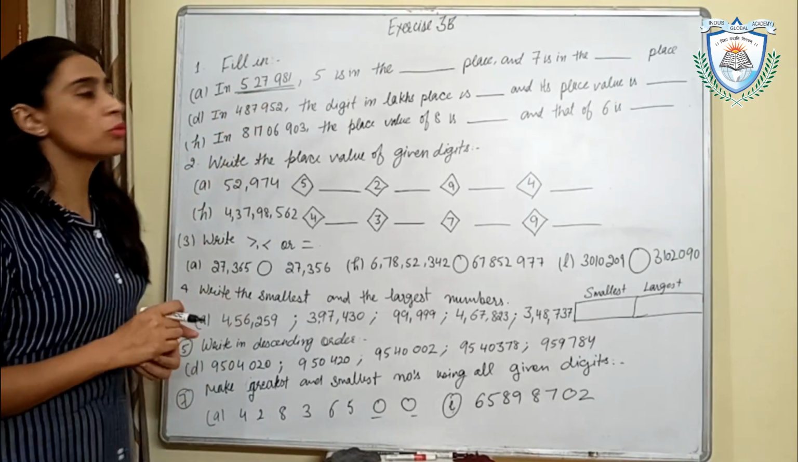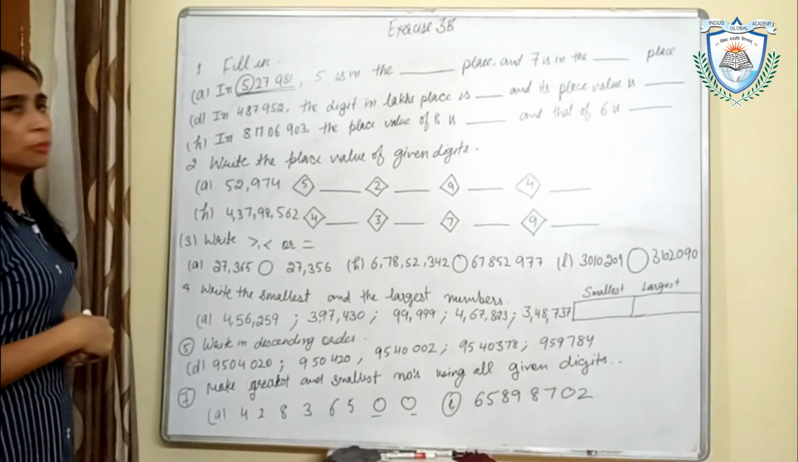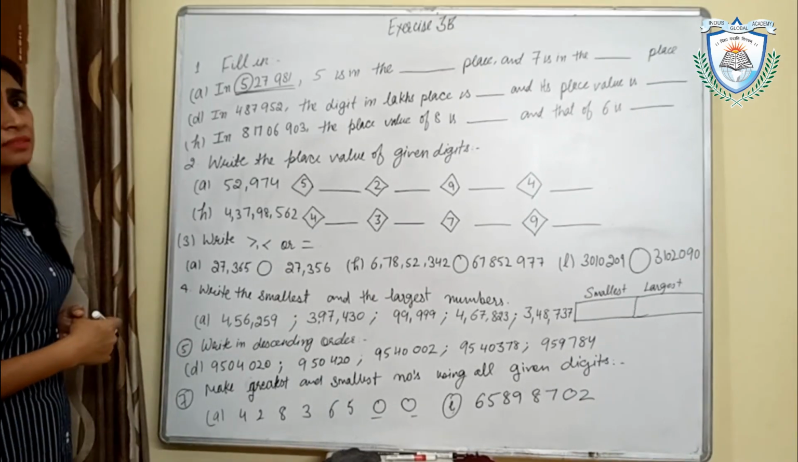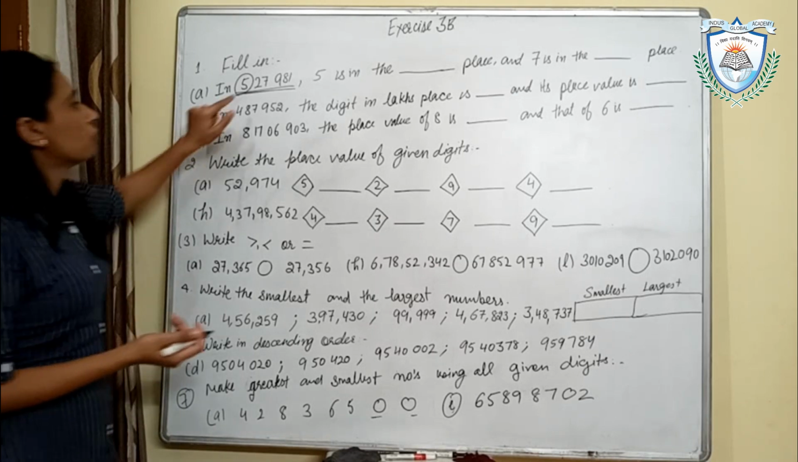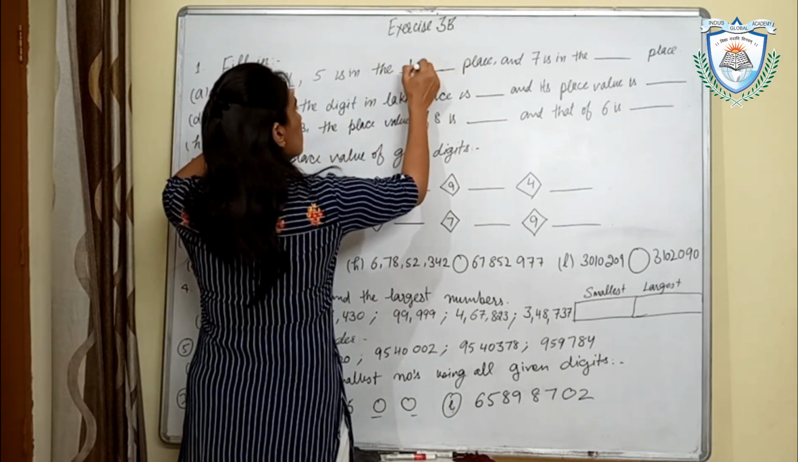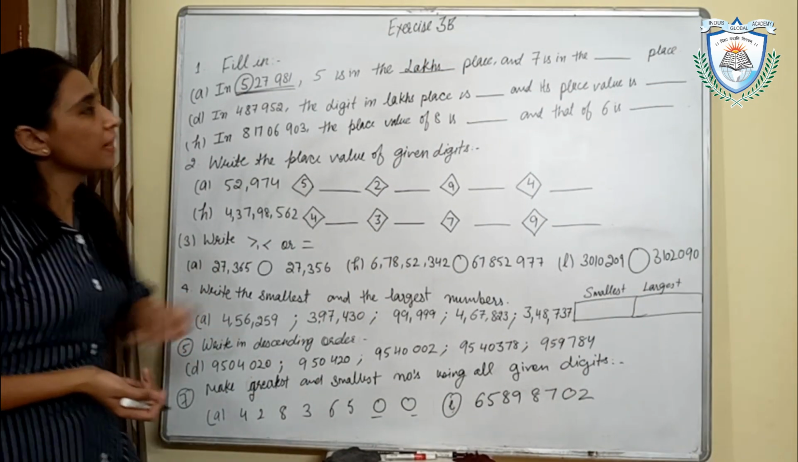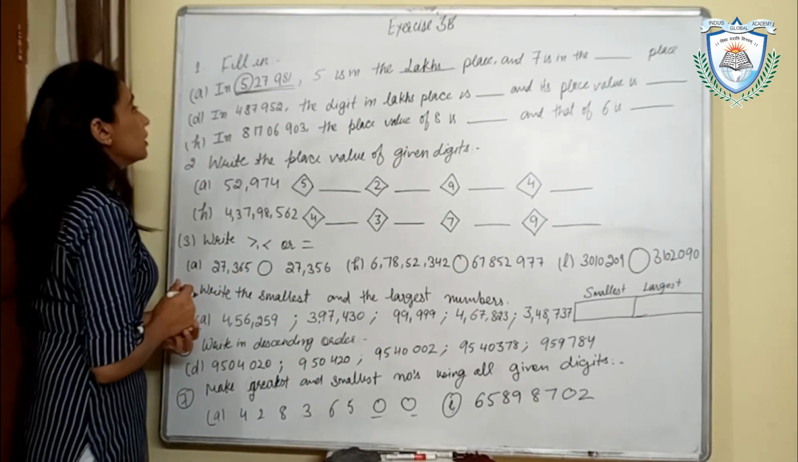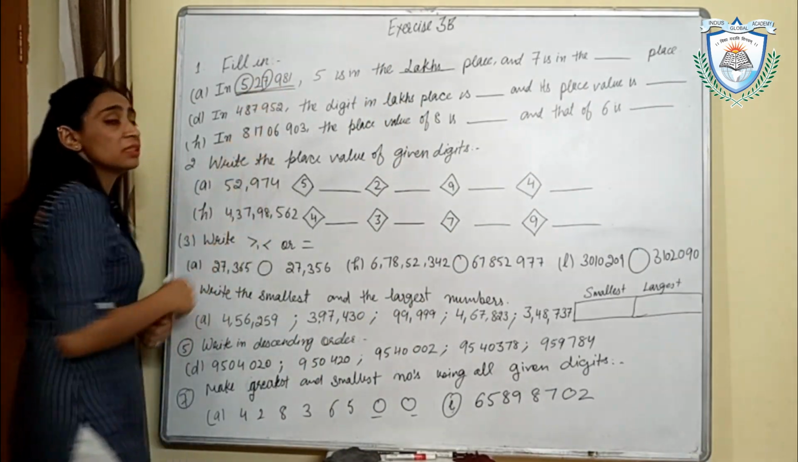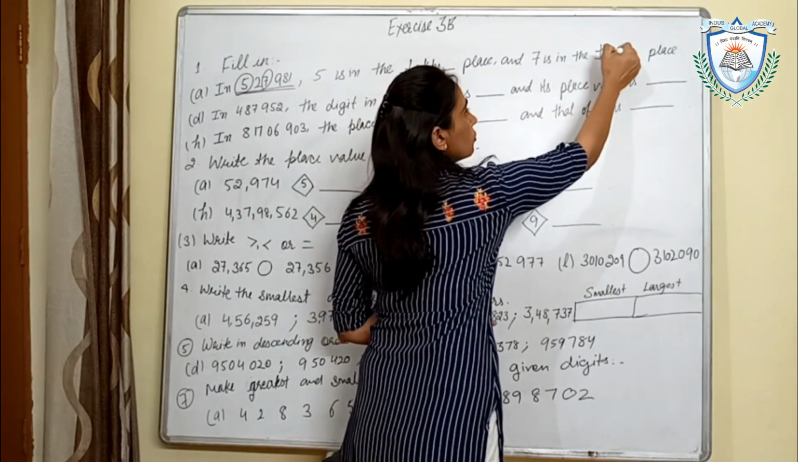What is the place of 5? Place of 5 is lakhs. So we will write here, the place of 5 is lakhs. Now, 7 is in dash place. What is the place of 7? 7 is at the thousands place. Yes, so the place of 7 is thousands.